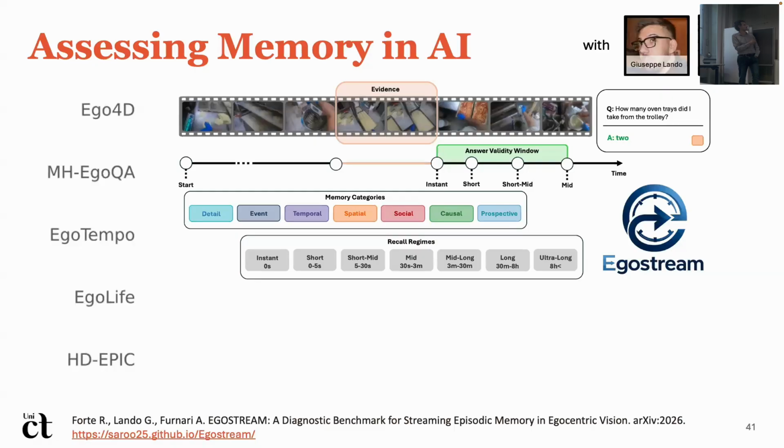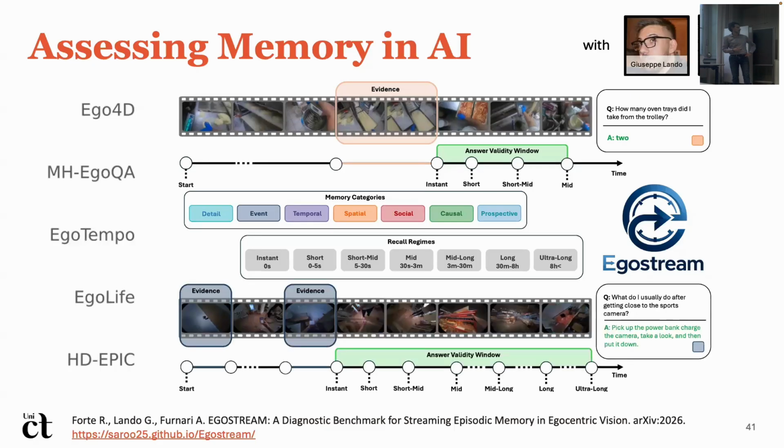So we categorize all the questions in these categories, and we also consider all these recall regimes where we ask questions right after the evidence, 5 seconds in between 0 and 5 seconds, 5 and 30 seconds, and so we have instant, short, mid, long, and ultra long. And this is roughly aligned to what you find in psychology literature, but there is not a standard scale, and it's also kind of application aligned, because we can imagine an application that needs to be able to understand what happened a short while ago and what happened maybe at the beginning of your day.